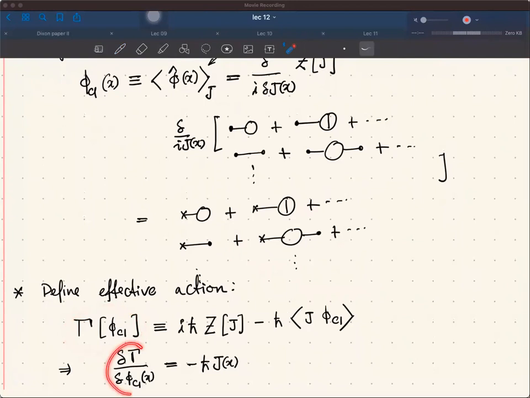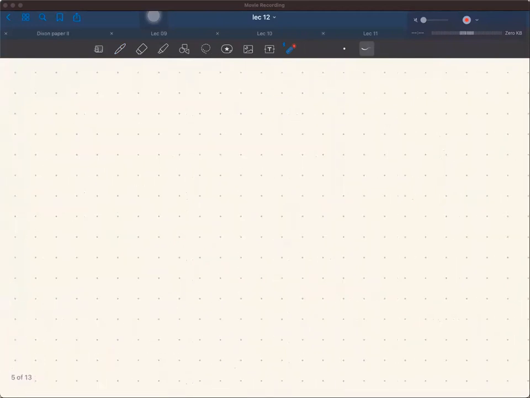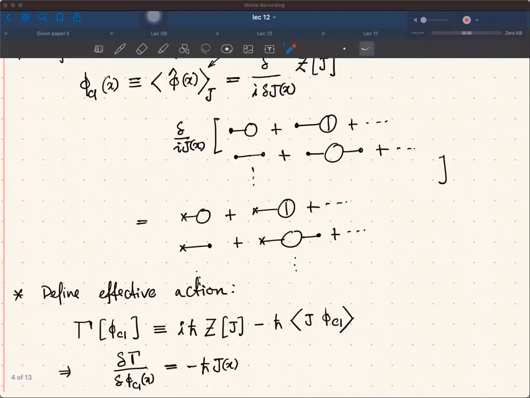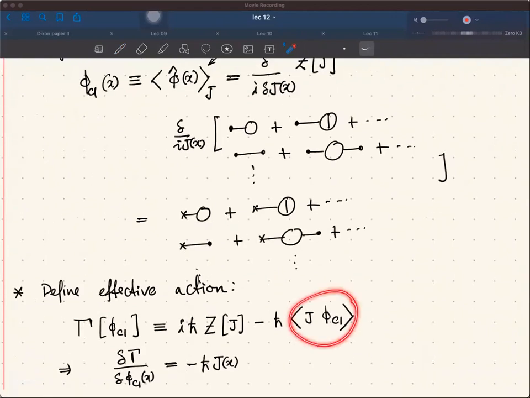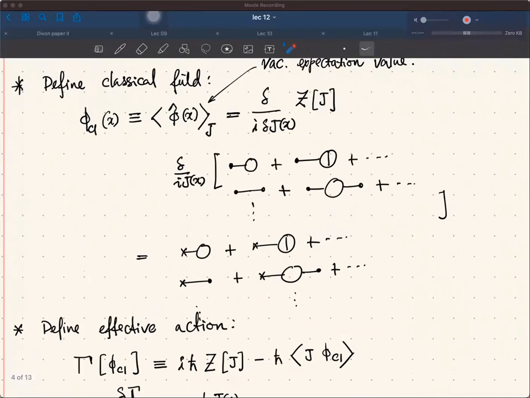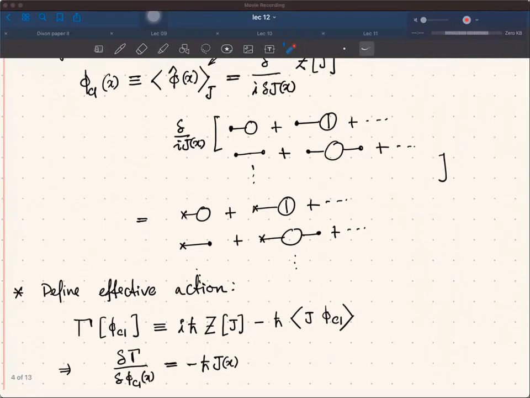So del gamma del phi CL is 0 when J equal to 0, right? So the statement is, moreover, if you set J equal to 0, then this term is 0, and Zj is also 0 because Z does not have any vacuum diagrams. So this is the expression for Z. So this is also 0. And therefore, gamma phi CL is also 0.